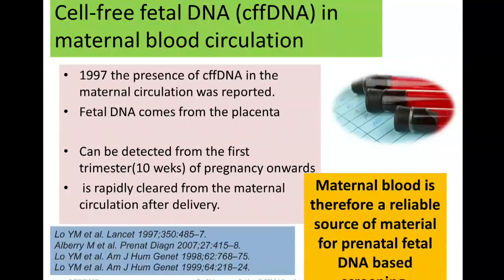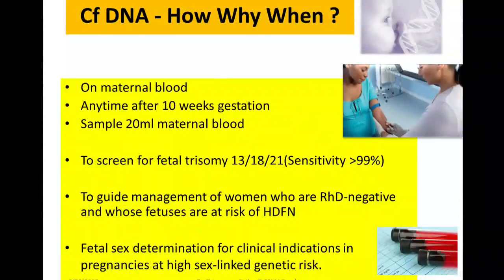So it's come to be known now that maternal blood becomes a reliable source of material for prenatal fetal DNA based screening. It can be done on maternal blood, as we said, anytime after 10 weeks of gestation, and all that is required is about 20 ml of maternal blood. And it's a very good screening test for screening for trisomies in the fetus, especially trisomy 13, 18 and 21. The sensitivity that is claimed is more than 99% with this kind of a screening test.